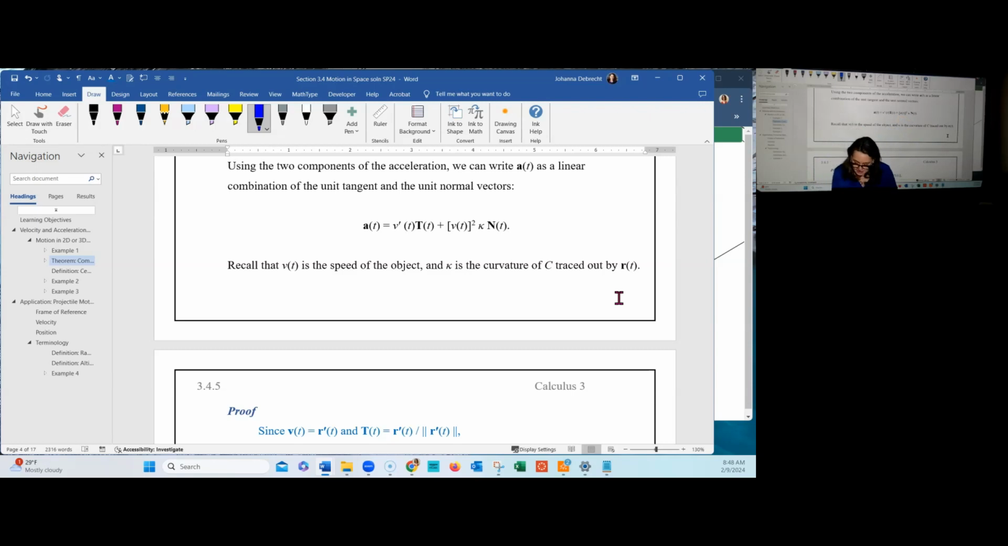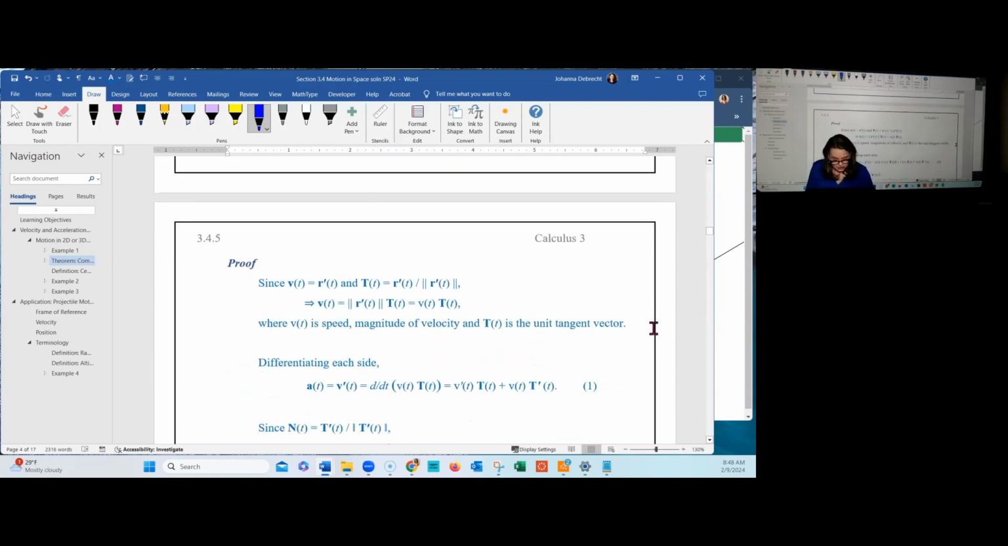All right, so let's go ahead and notate that here. Derivative of speed, that's here, and this is speed squared. Now let's go ahead and prove this particular relationship.